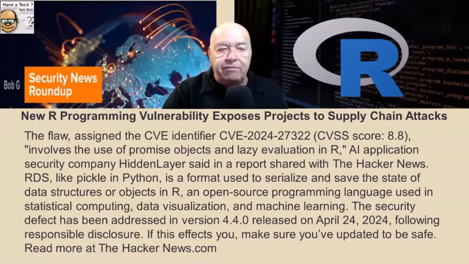New R programming vulnerability exposes projects to supply chain attacks. The flaw, assigned the CVE identifier CVE-2024-27322 with a CVSS score of 8.8, involves the use of promise objects and lazy evaluation in R, AI application security company HiddenLayer said in a report shared with the Hacker News. RDS, like pickle in Python, is a format used to serialize and save the state of data structures or objects in R, an open source programming language used in statistical computing, data visualization, and machine learning. The security defect has been addressed in version 4.4.0, released on April 24th, 2024, following responsible disclosure. If this affects you, make sure you've updated to be safe. Read more at thehackernews.com.